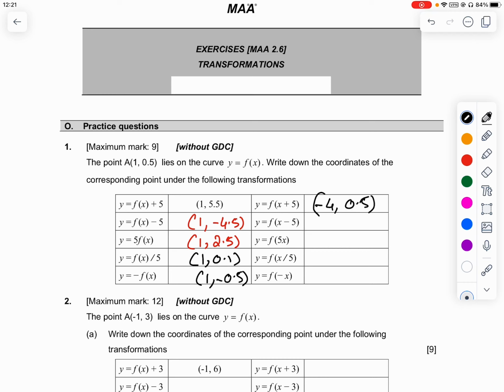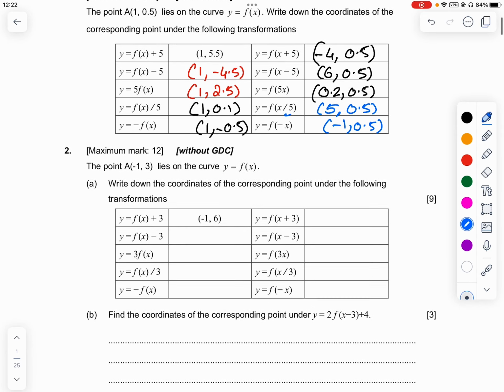Minus 5 is inside, so you should be adding it, so 6 comma 0.5. It is times 5, so divide by 5. So it becomes 0.2 comma 0.5. Next is divided by 5, so you should multiply the x value by 5: 5 comma 0.5. And finally minus x is inside, so it becomes minus 1 comma 0.5. This should be the answers.